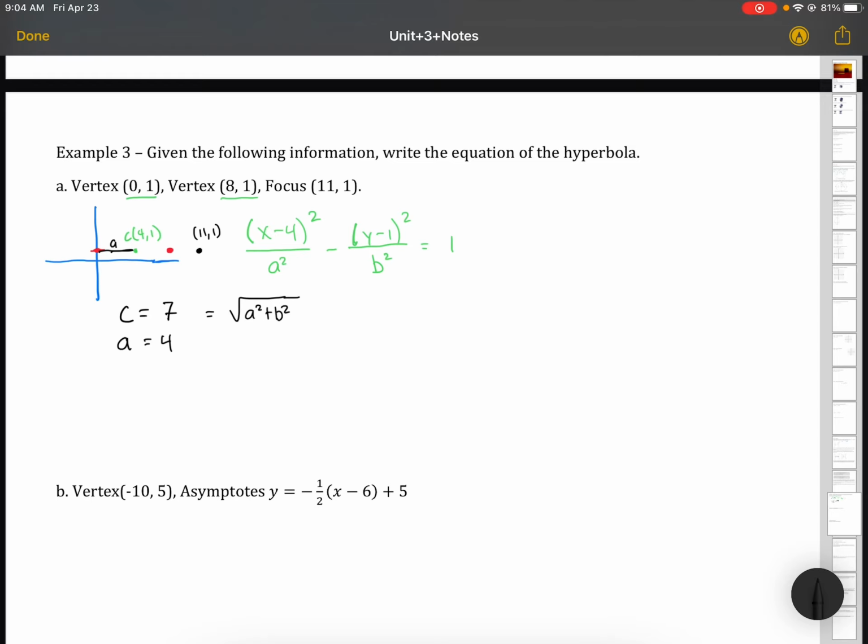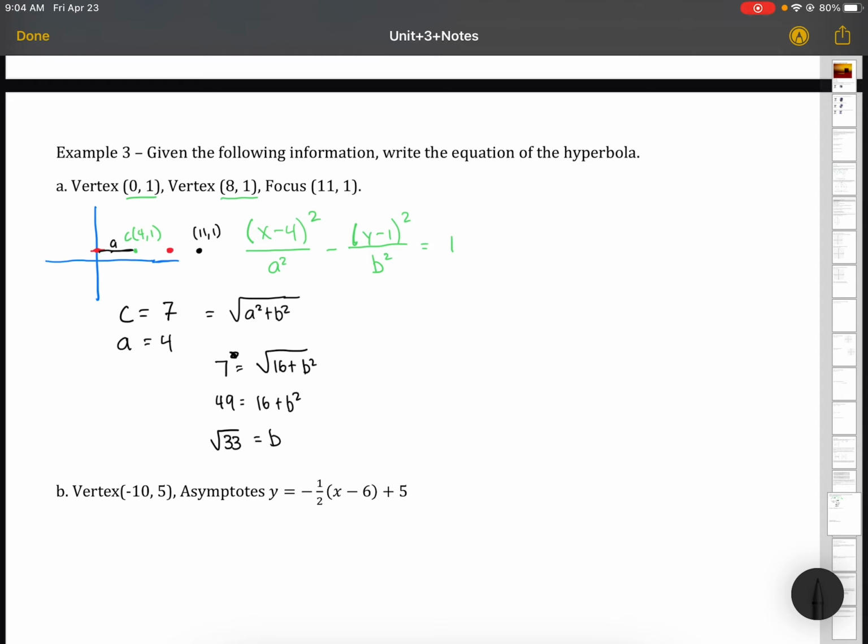Then to solve for B, 7 is equal to the square root of 16 plus b squared. If we square both sides, we get 49 equals 16 plus b squared, and we subtract 16 to get 33, and we take the square root, we get the square root of 33 is equal to b. Now, really, all we need to know is what b squared is, because that's what we need for our formula.